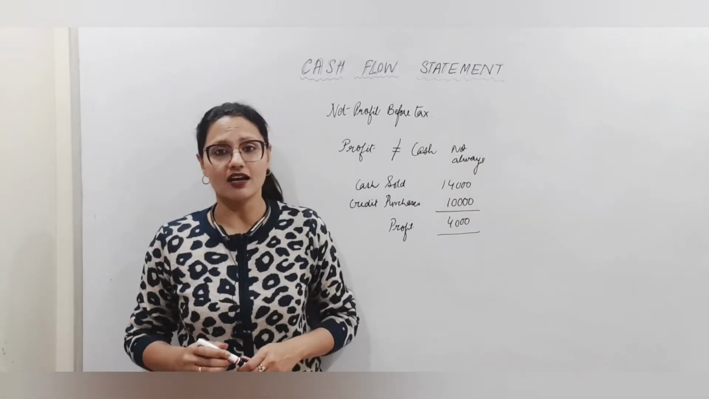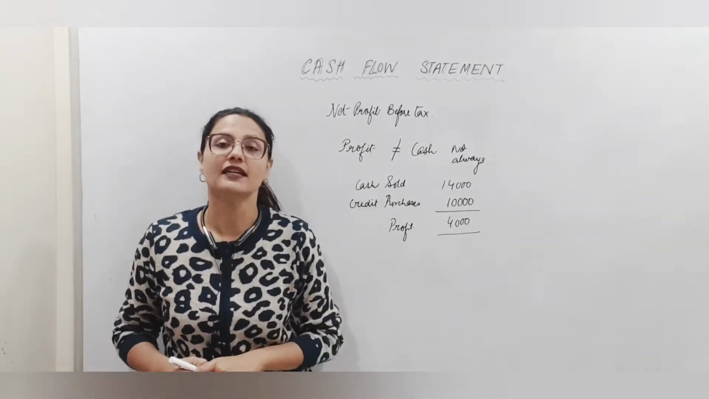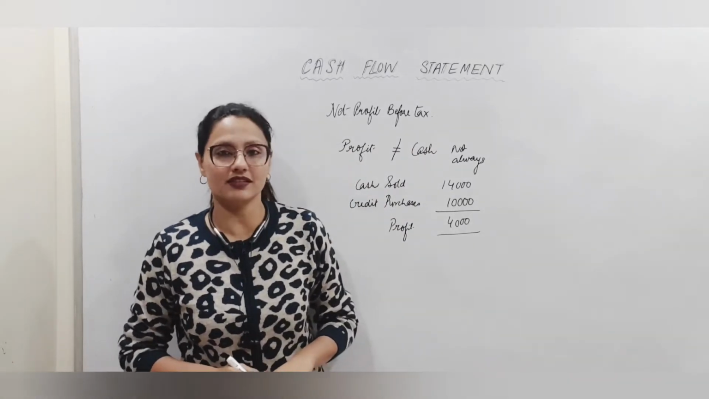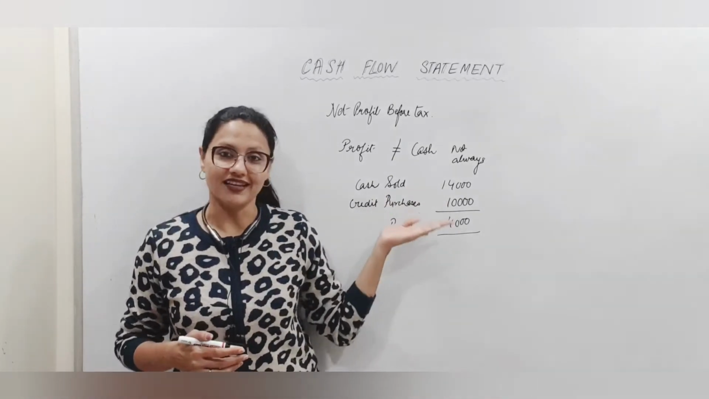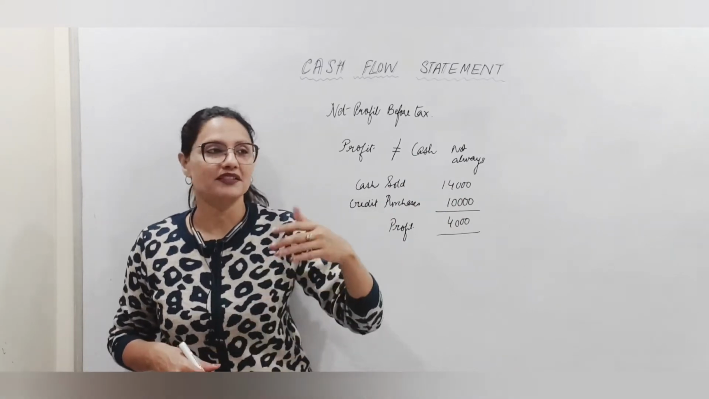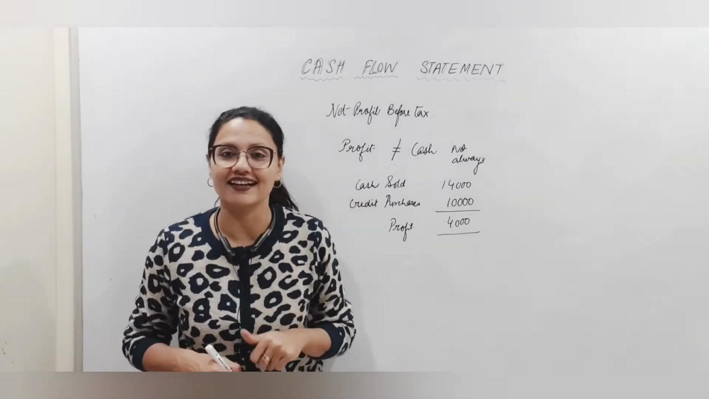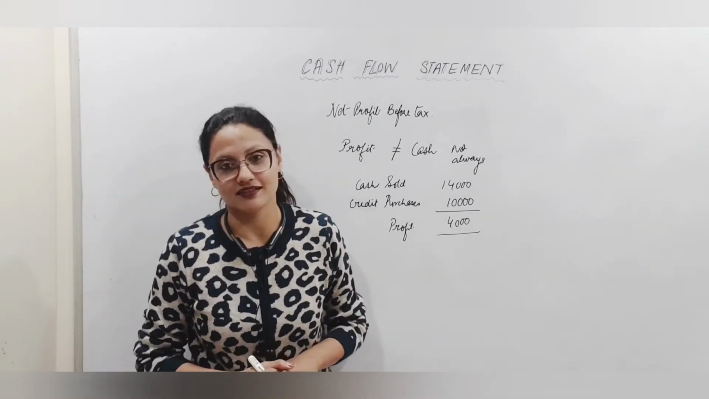So we will start with this profit figure, net profit before tax, in the cash flow statement, and then make certain adjustments for the non-cash things, and such things like how much credit was given, how much payment was made to trade payables, how much came in from trade receivables. All these factors will be adjusted in the operating activities itself.